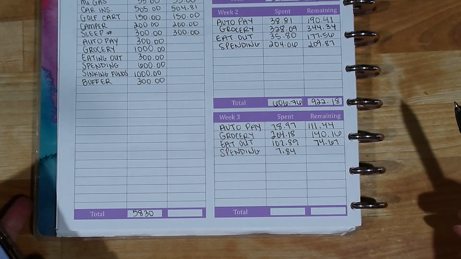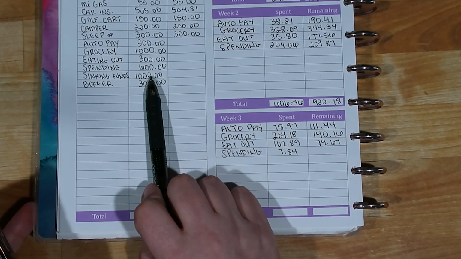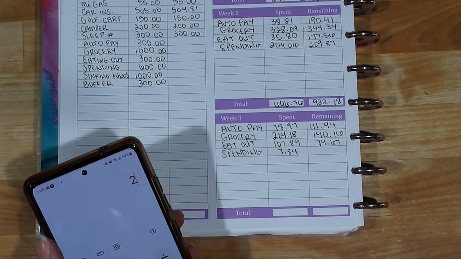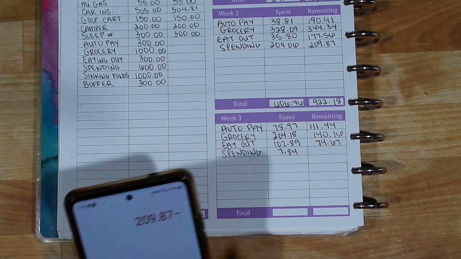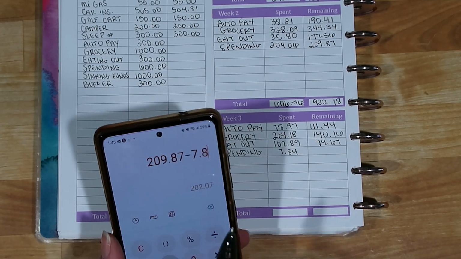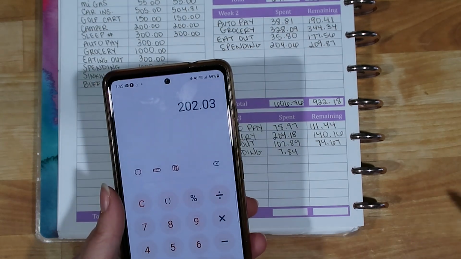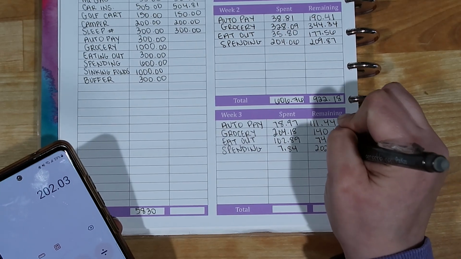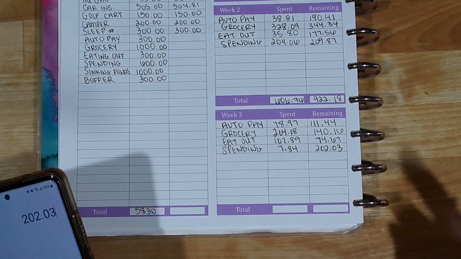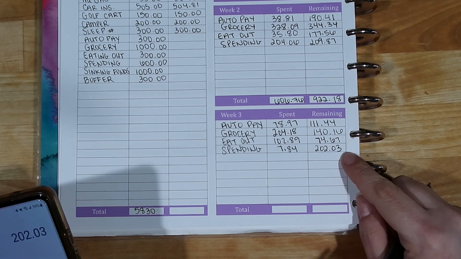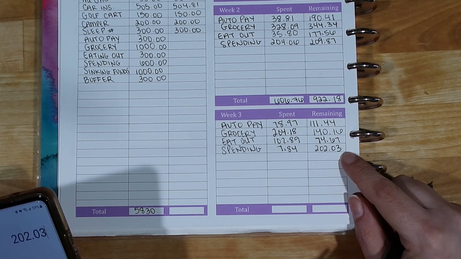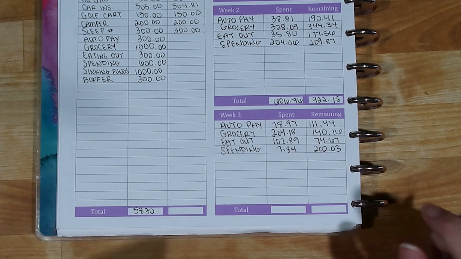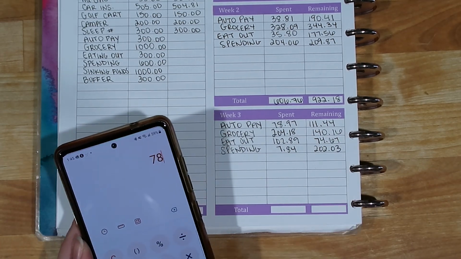All right, and last but not least, we have spending. I started the month with $600 in our spending budget. At the end of last week, we had $209.87 remaining, and we only spent $7.84 this week, which is excellent. $202.03 remaining in that category, and I think we're going to be just fine there as well. Fingers crossed. So hopefully we can come in under budget in spending, and that'll help offset the overspending we're going to do in grocery.